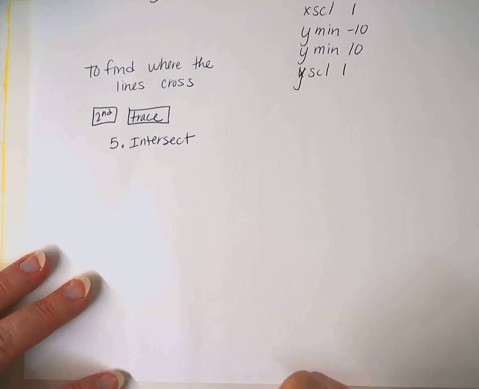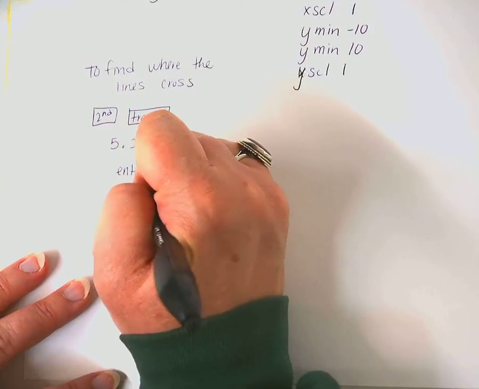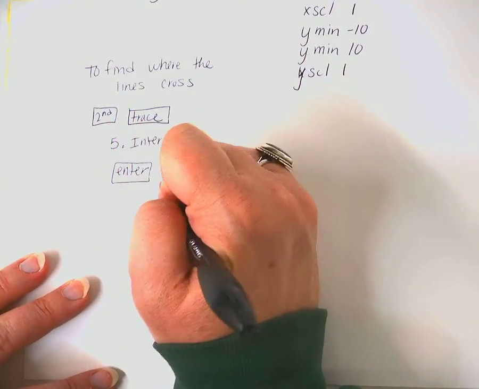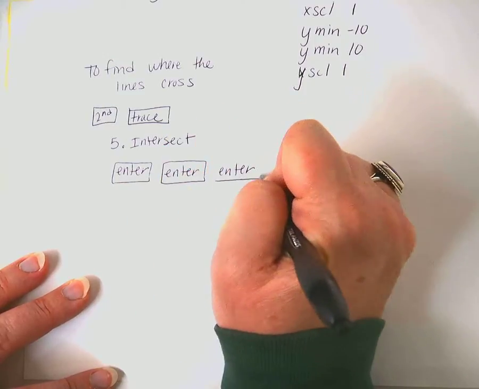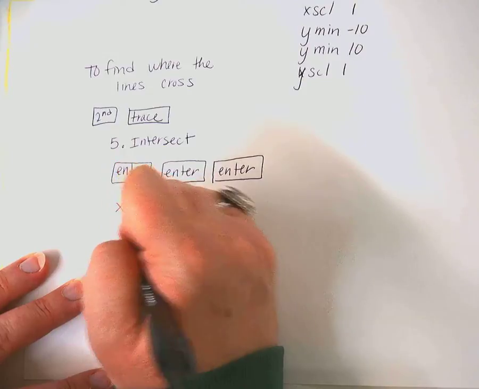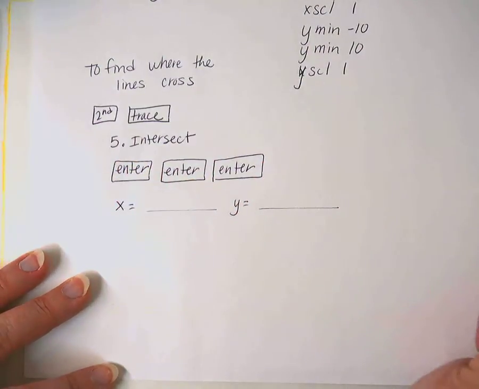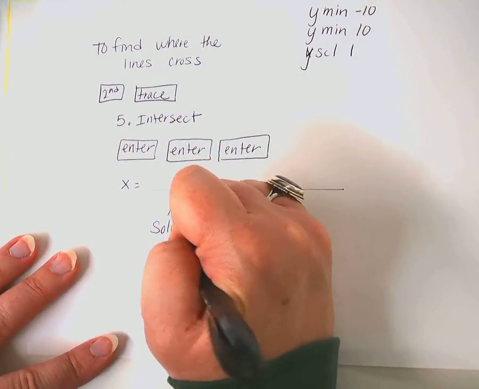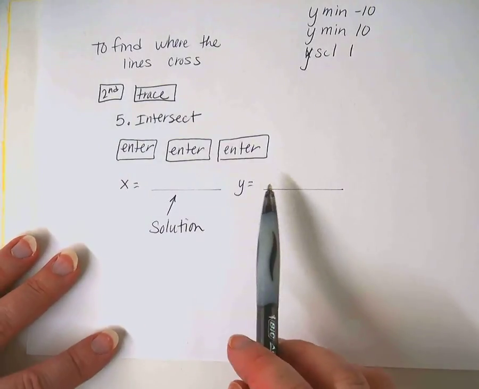Then we basically hit enter 3 times. After you've gotten back to the graph, you hit enter 3 times. And at the bottom of this screen, it will give you an X equals with a number and a Y equals with a number. The X equals is going to be the solution. And the Y value, you just ignore it. You don't need it.